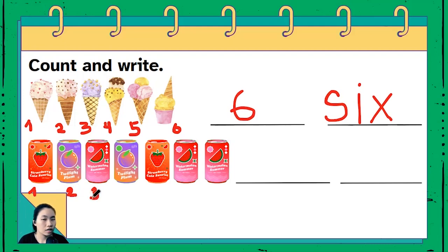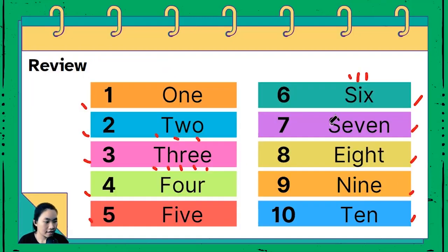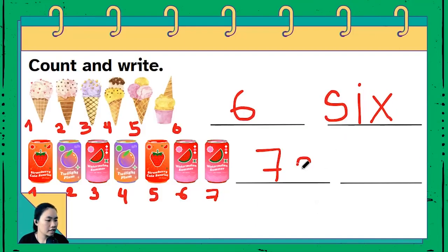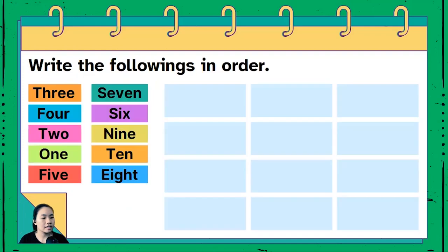All right? 1, 2, 3, 4, 5, 6, and 7. We have 7. How do we write 7? S-E-V-E-N. 7. That's it.